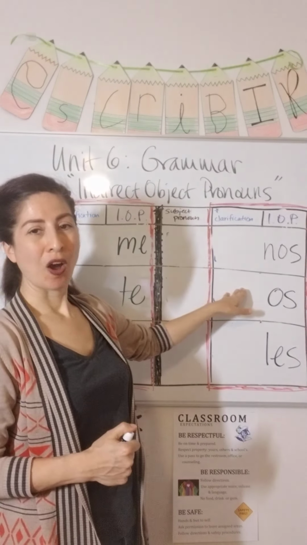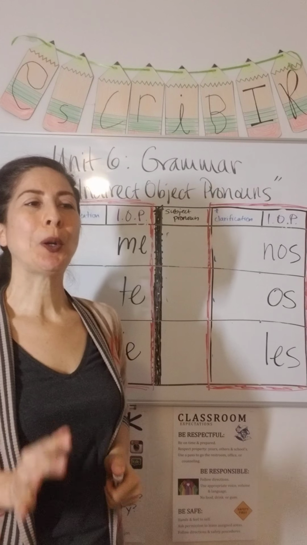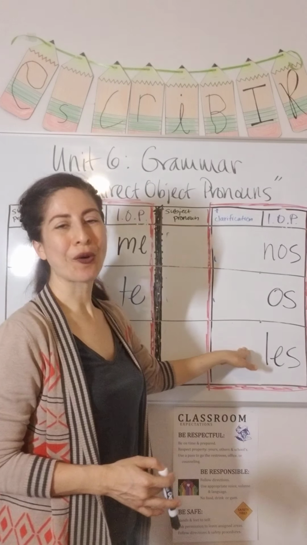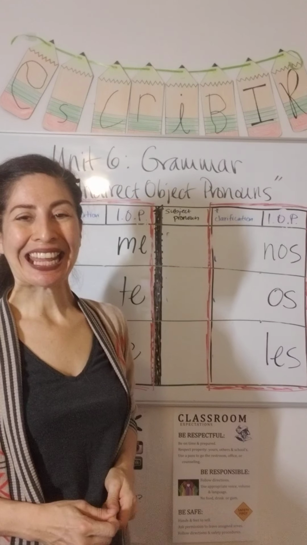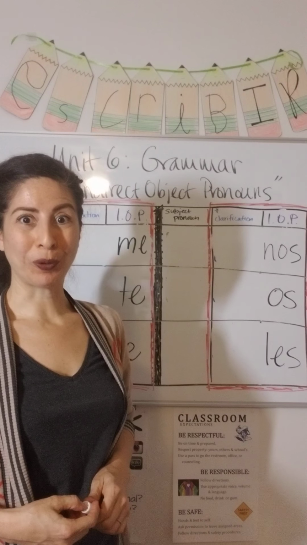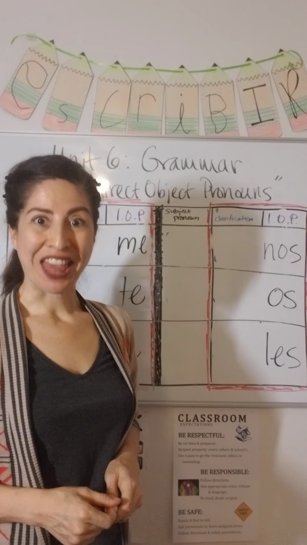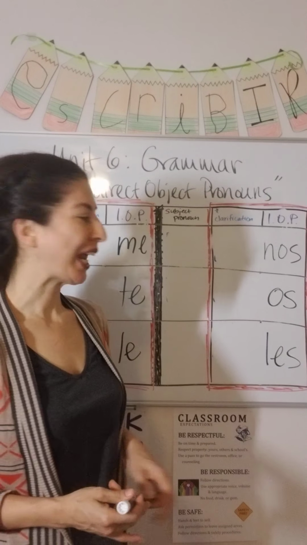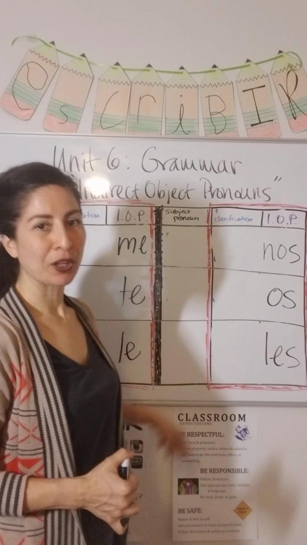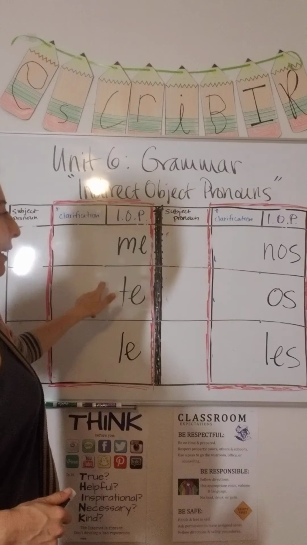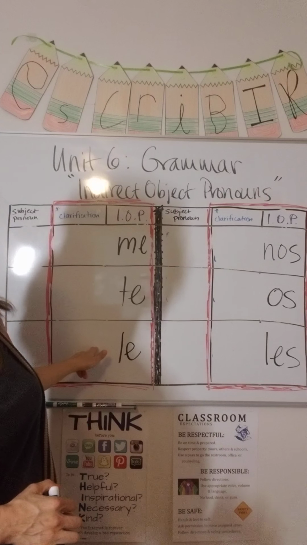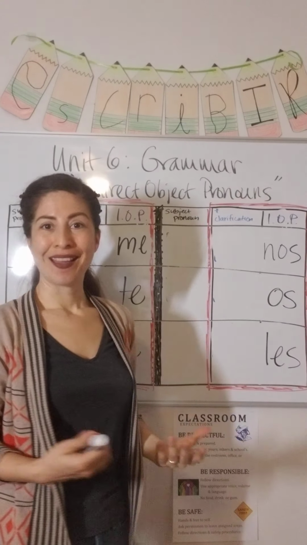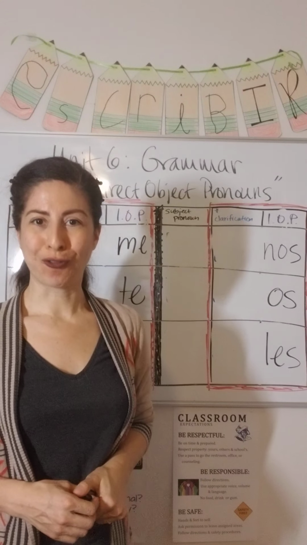It's going to be os if a group of you all in the informal catch the ball. And it's going to be les if it's a group of you all in the formal, ustedes, or they, in español, ellos or ellas. That pronoun changes to les. So you need to learn me, te, le, nos, os, and les. And that's it in terms of form.